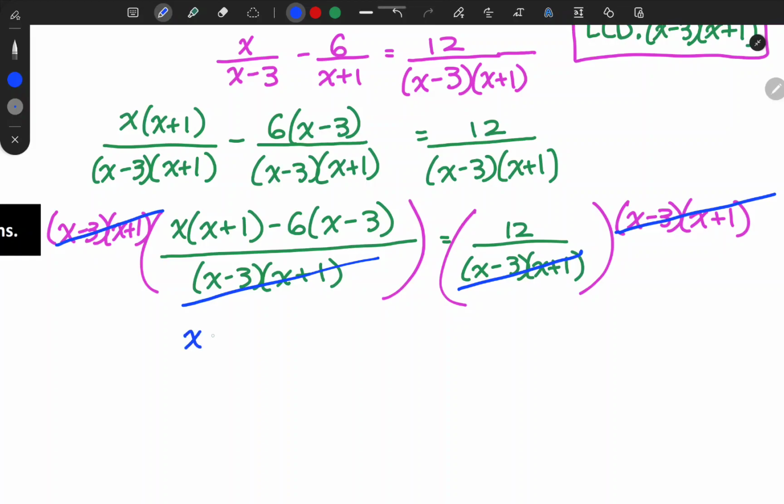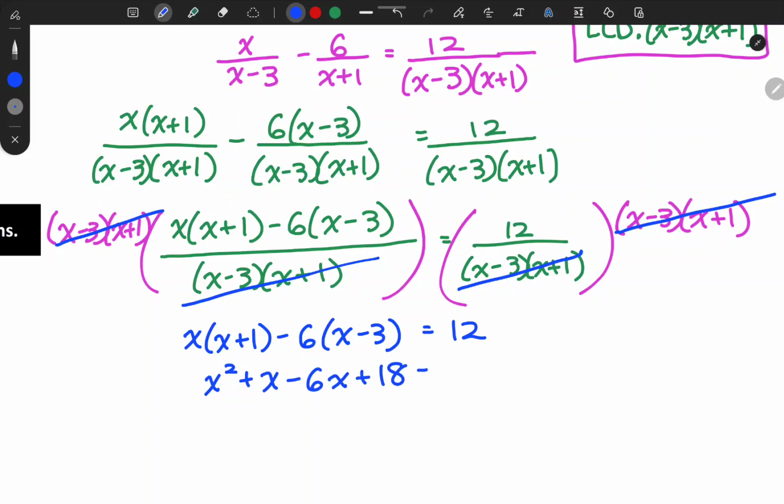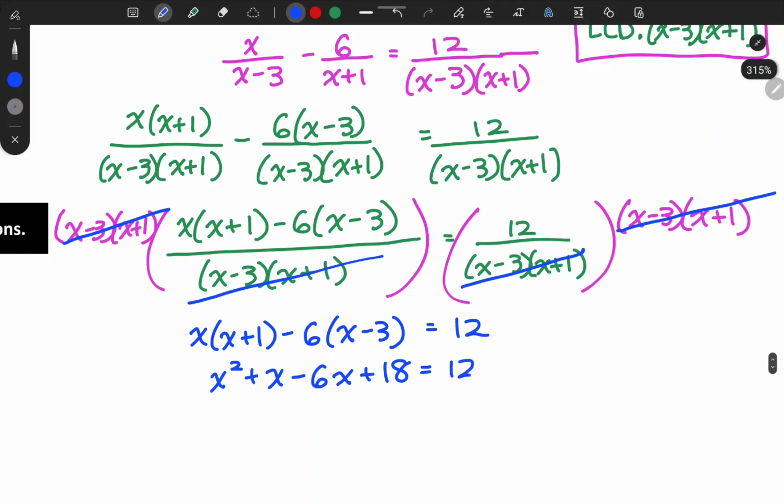In this case, we're going to have x(x plus 1) minus 6(x minus 3) is equal to 12. All right, and doing whatever we can to simplify this, we have x squared plus x minus 6x plus 18, watch out for the signs when you multiply that out, equals 12. And again, I'm going to try and combine all like terms. In this case, I'm going to move everything to the left side of the equation to do that. x squared minus 5x, and we have plus 18 minus 12, which will be plus 6, equals 0.